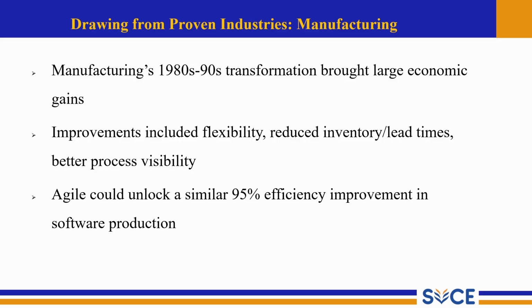Agile could unlock a similar 95% efficiency improvement in software production. This shows that Agile could achieve up to 95% efficiency improvement in software.